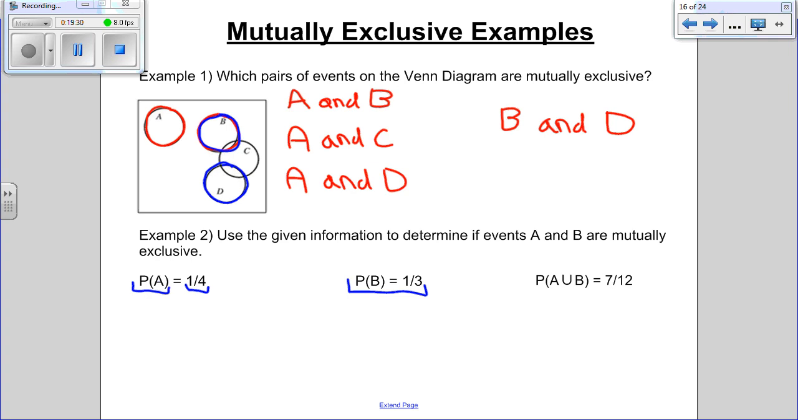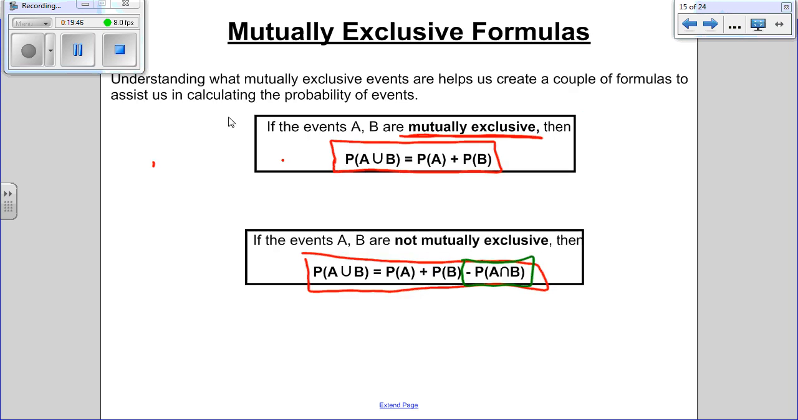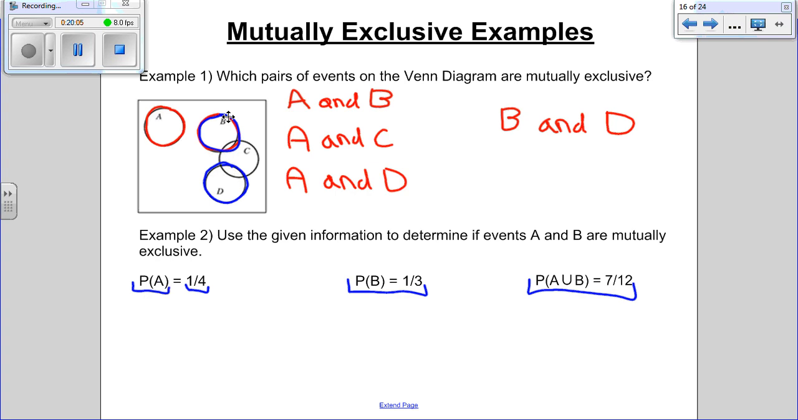We don't even know what these events are. How can we tell if they're mutually exclusive, Jaden? If you add them together, they should equal A or B. So if we look back at our formula, it says if things are mutually exclusive, then the probability of one plus the probability of the other should equal the probability of either or. So you can test this out by adding together these probabilities. You can go 1 over 4 plus 1 over 3.